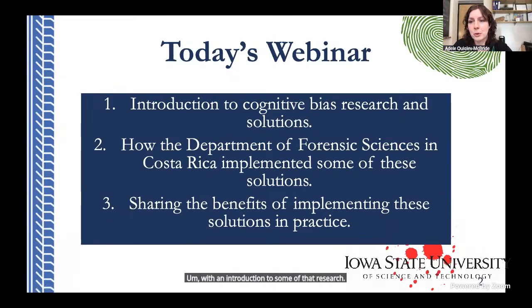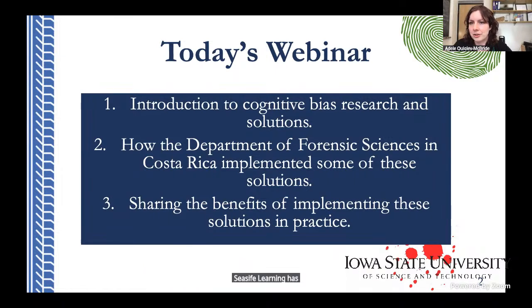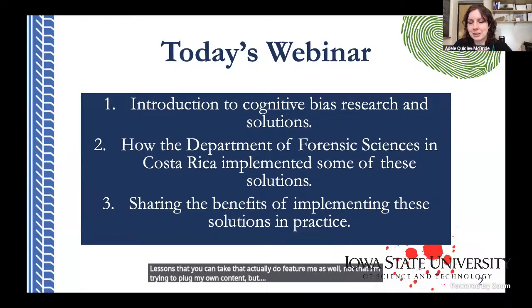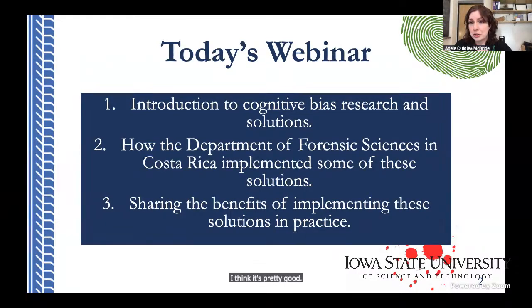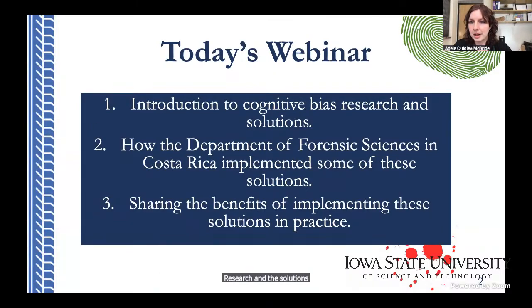I'm going to keep it quite short because C-Safe Learning has other lessons that you can take that actually do feature me as well. Not that I'm trying to plug my own content, but I think it's pretty good. If you want to know more about cognitive bias, you can go there, but I'm going to go through some of the research and the solutions just to give some background.